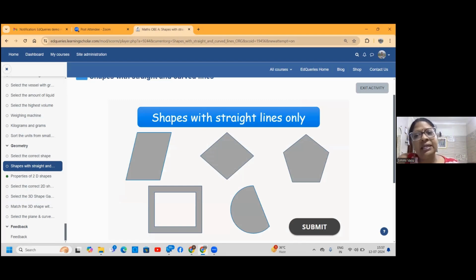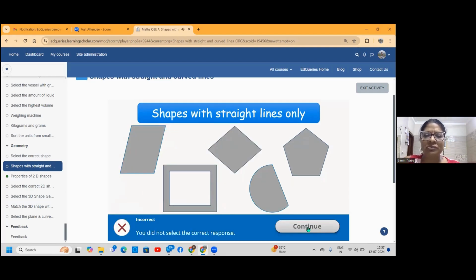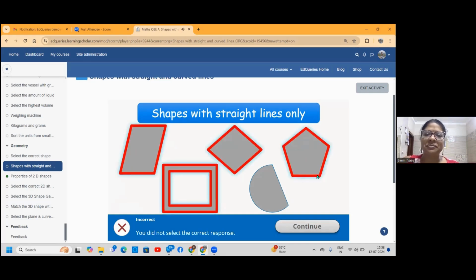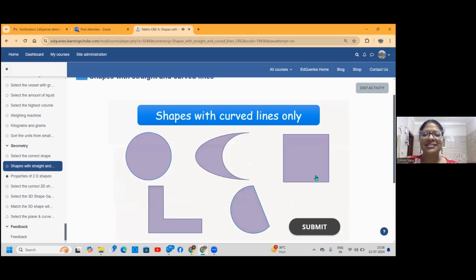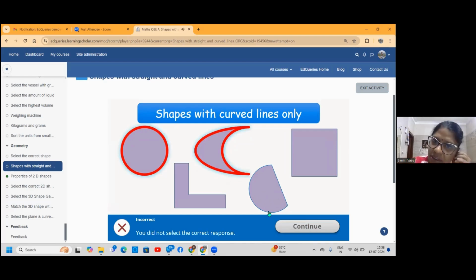So again and again, I'm saying, do not start teaching the concept on queries. Teach the concept first. And this is where the child learns to practice his skills. So select the shapes with straight lines only. That's not correct. Okay, I got one wrong. Oh, I missed this one. Let's try the next one. Select shapes with curved lines only. So this one, let's see this one. That's not correct. Look at the correct answer. I missed these two. Let's try the next one.